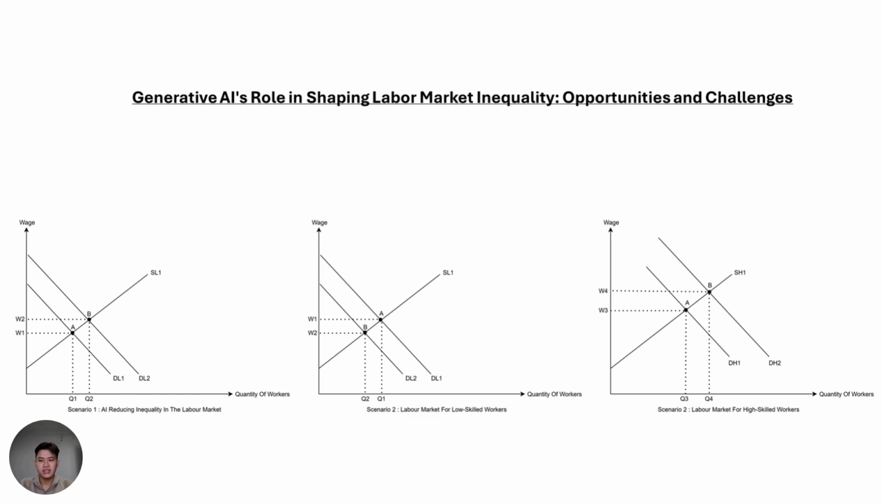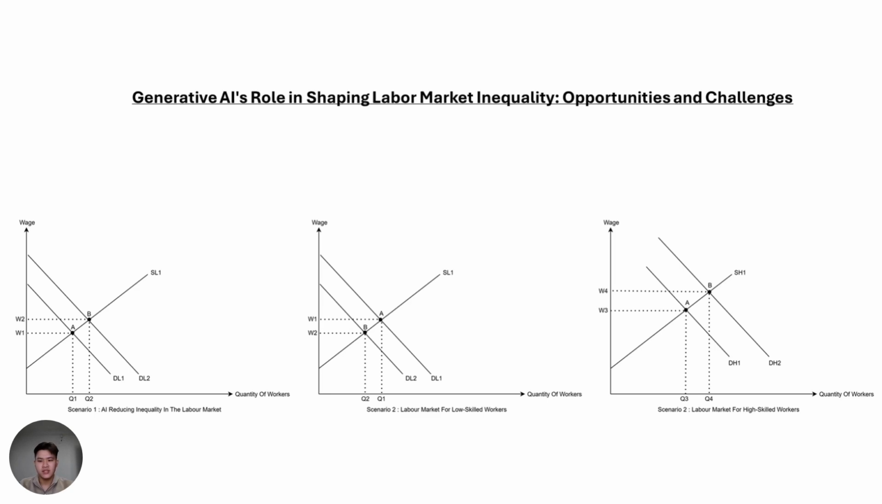For example, organizations invest in advanced machine learning models or AI-driven business solutions, which requires more high-skilled workers. The demand for high-skilled workers shifts from point DH1 to DH2, leading to a new equilibrium at point B, where wages increase from point W3 to W4 and employment increases to point Q4. High-skilled workers benefit greatly from the rise in AI as their expertise becomes more essential and valued.